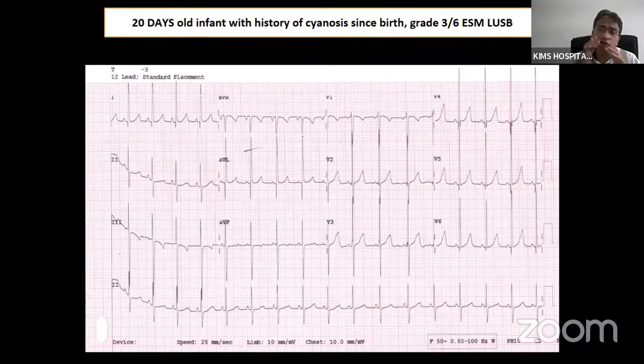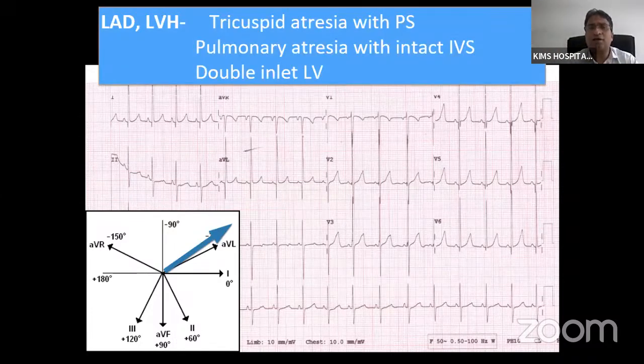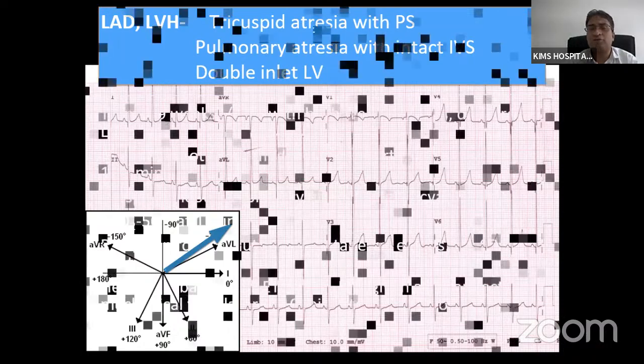In TOF, once you see oligemic lungs, mostly it's a right-sided chamber which is dominant. There are only 3 conditions where the left-sided chamber is dominant. So this is a 20 day old infant with a history of cyanosis since birth, grade 3/6 ESM at the left upper sternal border, and you can see the axis is left axis deviation. So any cyanosis with left axis deviation, there are only 3 to 4 causes: tricuspid atresia, pulmonary atresia, double inlet left ventricle, or dysplastic pulmonary valve in rubella or Noonan syndrome. There are only 4 causes where, in spite of severe cyanosis, we will get a left or superior axis deviation. So whenever you get such an ECG, cyanosis with left axis and no right forces, only these diagnoses are possible.